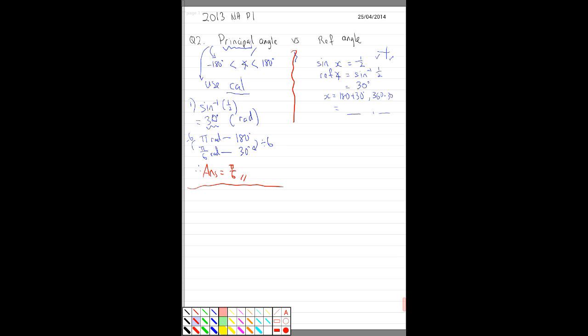Now, can you suggest to me how do I do part 2? Same, right? Cosine inverse of negative 1 over root 2. Now, why do I want to explain reference angle and principal angle? Because in reference angle, we always ignore the negative sign. But in principal angle, do we ignore the negative sign? No, we include it, whatever I put in. So what do I get?